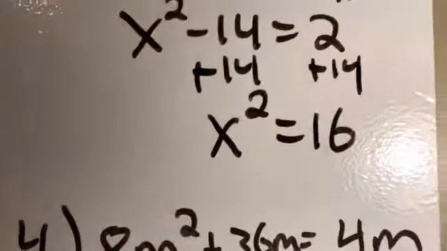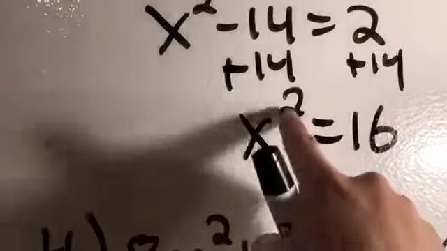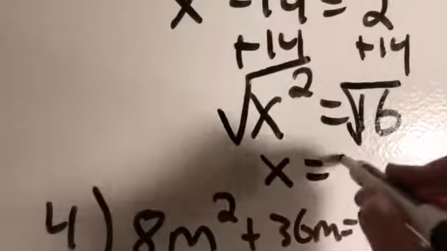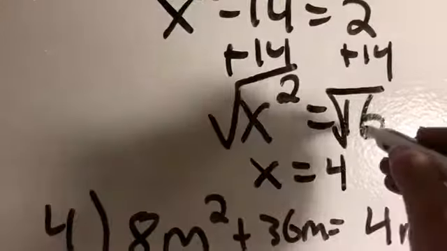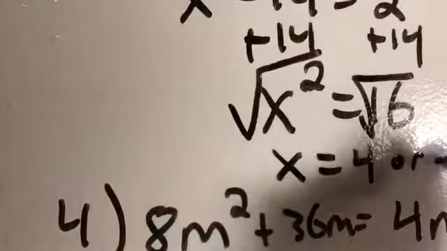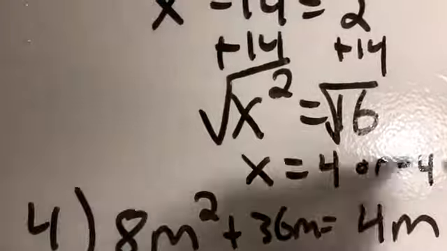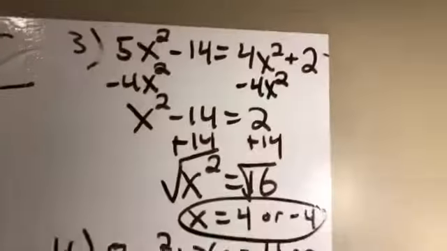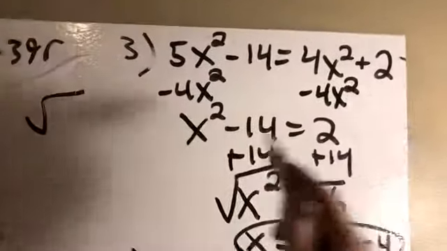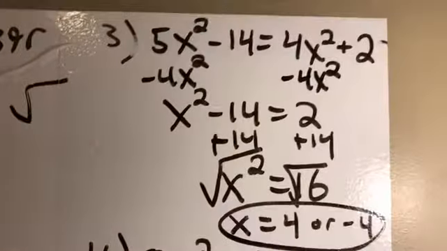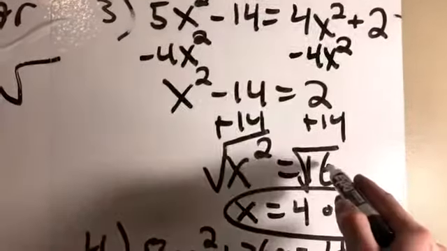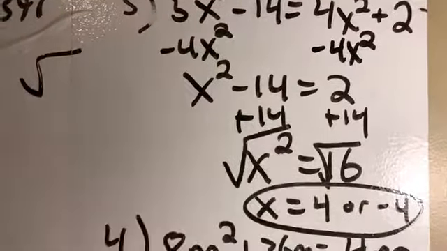And now we just have to remember, what's the only way to get rid of an exponent, a squared, is the square root. And so we have x equals 4, because 4 times 4 is 16, or negative 4, because negative 4 times negative 4 is also 16. So we didn't have to factor for number 3. Since it was just x squared, we could solve this with square roots. As long as we remember, every time you take a square root, you get a positive and negative answer.